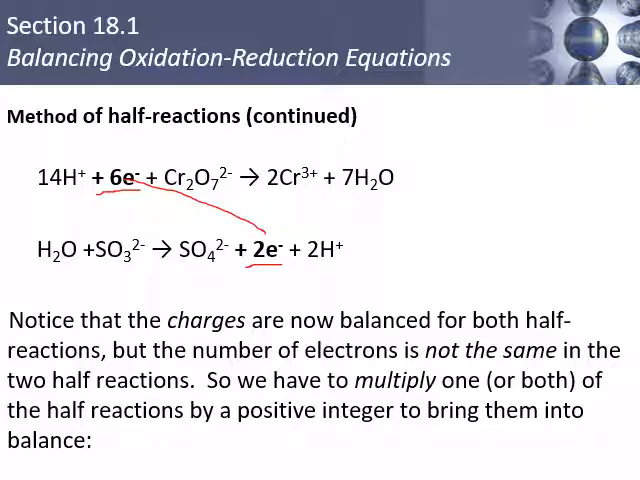So we've got to multiply the bottom reaction by 3 all the way through. We're going to wind up with 3H2O plus 3SO3 gives 3SO4 plus 6 electrons plus 6H plus. Okay, and then we'll have 6 electrons here to match the 6 electrons here, so that when we add this reaction to this reaction, we get the electrons to cancel each other out. Next slide.